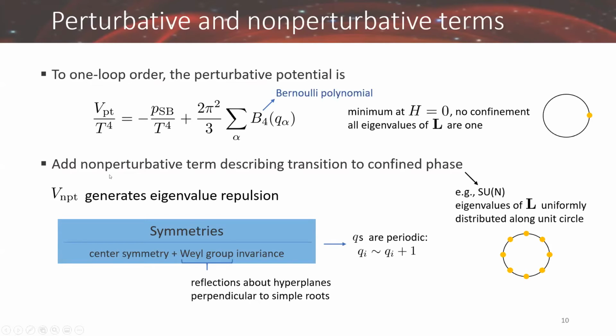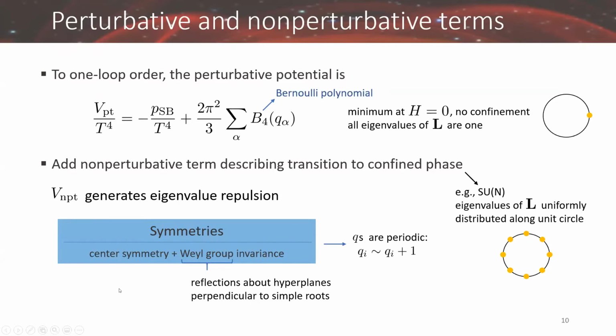So to describe confinement, you have to add something. You have to add a non-perturbative term. For example, for SU(N), the confined phase has all of these eigenvalues uniformly distributed along the unit circle. So this non-perturbative term has to generate eigenvalue repulsion in order to describe confinement.